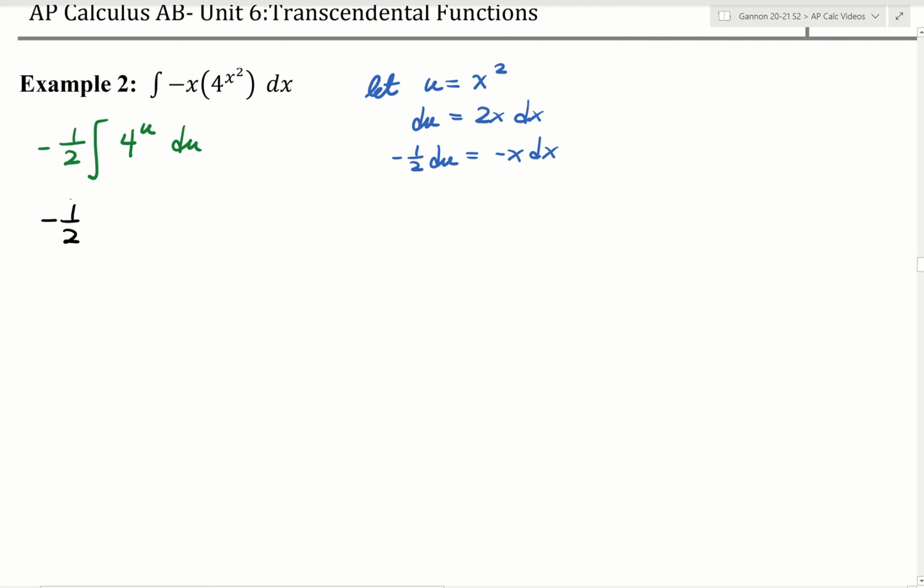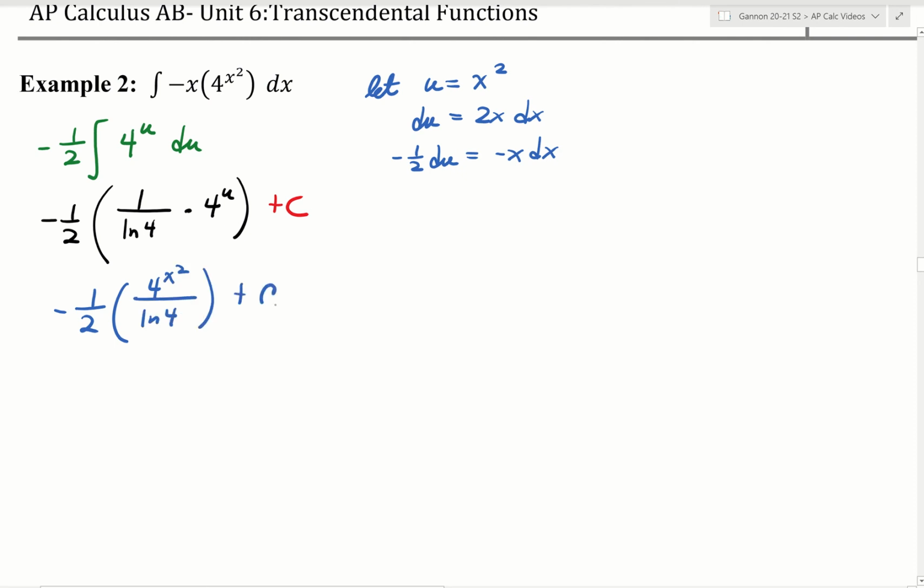We've got negative 1/2 times the integral of 4 to the u, which is an exponential with a base other than e. So we have 1 over the natural log of the base times the function plus c. At that point, you are going to substitute your x squared back in. So if you just did it here, you could write that as negative 1/2 times 4 to the x squared over ln of 4 plus c.